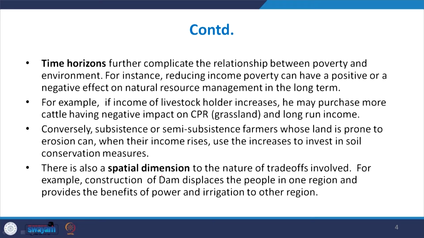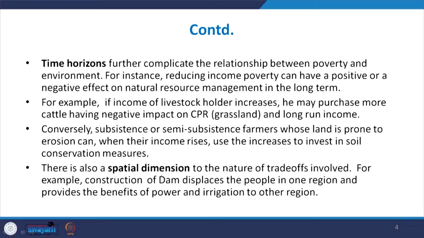There is also a spatial dimension to the nature of trade off between poverty and environment. For example, if a dam is constructed in a particular region, the people near the dam may be displaced, but the benefit of that dam may be received by those households which are far away from the region where displacement took place, and they may get power and irrigation, etc. So, in that case the environmental degradation may occur in one place and the benefit of such development activities may go to another region. So, this is also an important issue while discussing the relationship between environment and poverty.